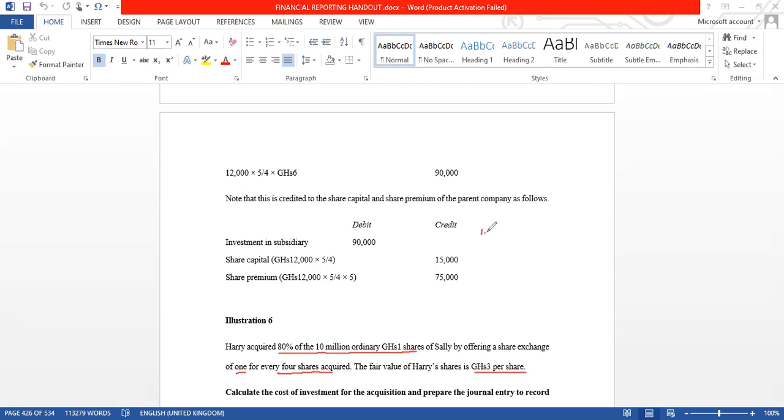What are the steps? Number 1, number of S shares acquired, subsidiary shares acquired. And how many is that? They bought 80% of the 10 million, which I believe will be 8 million, right? So that is that, 8 million. Now, number 2, number of P shares issued.